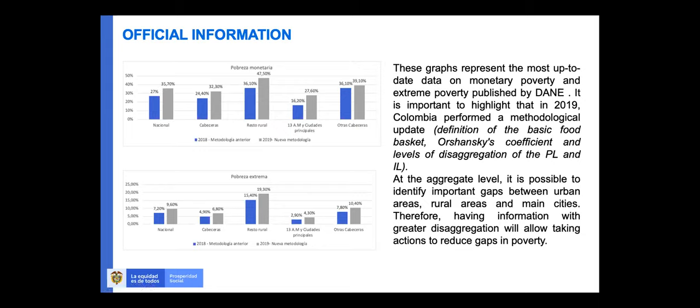For 2019, Colombia had a change in the methodology for poverty estimation. The changes were related to a new definition of the basic food basket, new Orshansky coefficients, new poverty lines, and disaggregation of the poverty lines. So the key point in this slide is the disaggregation levels for poverty estimation using the household survey. It's a challenge for Social Prosperity, because it's harder to define public policy and strategies without detailed information. On the other hand, in Colombia there are different gaps, for example between urban and rural areas, so each area has a particular behavior.